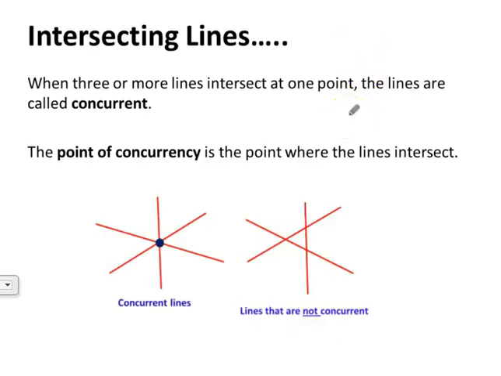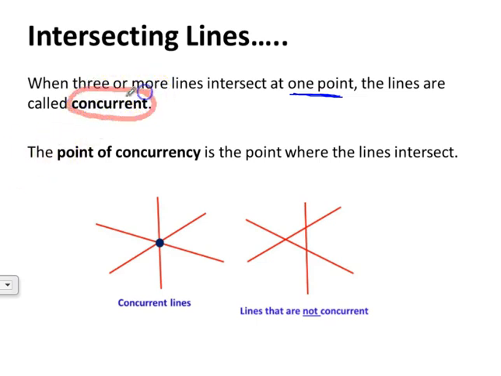All right, so as we start learning about our three different special segments that I promised you we'd learn about, our altitudes, medians, and perpendicular bisectors, before we start learning about what those are, I want to talk a little bit about intersecting lines. You're going to see some vocab this week in your Schoology lessons about intersecting lines within a triangle. Sometimes they might be outside a triangle. But when we have three or more lines that intersect at one point, these lines are called concurrent. So you're going to see concurrent this week.